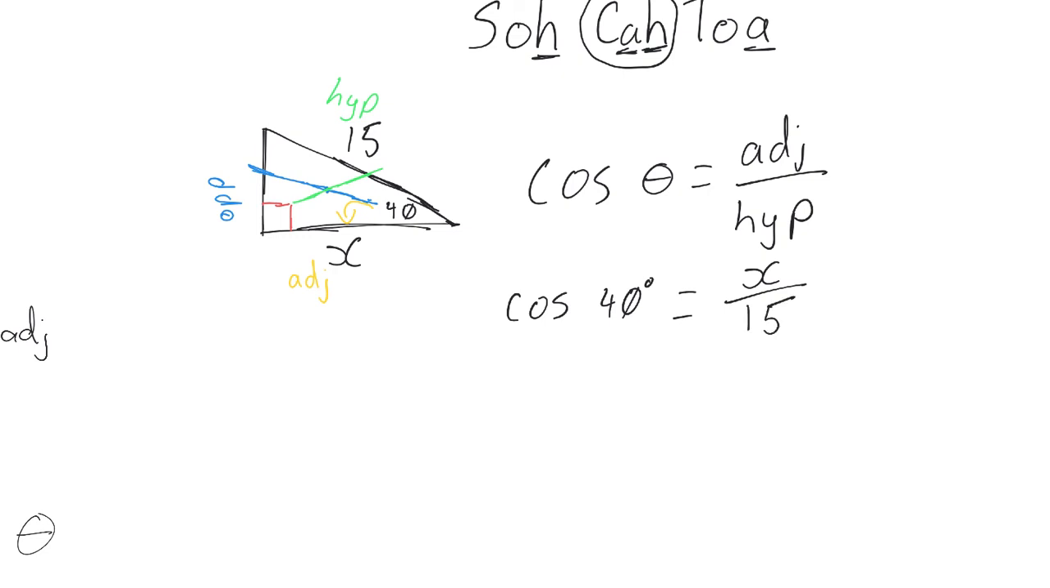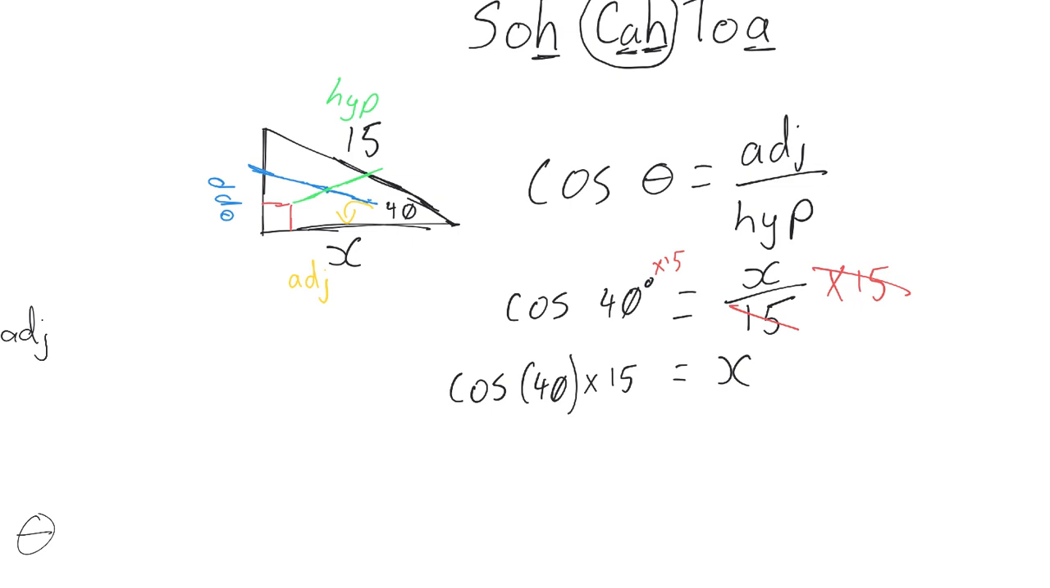Now that we've got this down, we can start to cancel out. Now, just like in the last one, we're going to multiply by the denominator. Here we go. 15. Multiply that by 15. What we do to one side, we do to the other. So we're going to multiply this also by 15. Now, when we rewrite this, cosine 40 times 15 equals x, because remember, this 15 cancels it there, cancels it there.